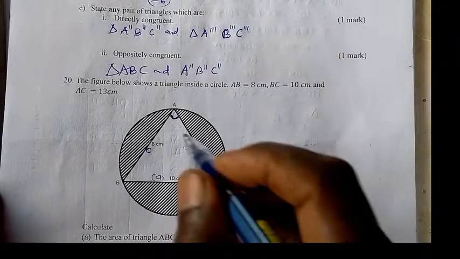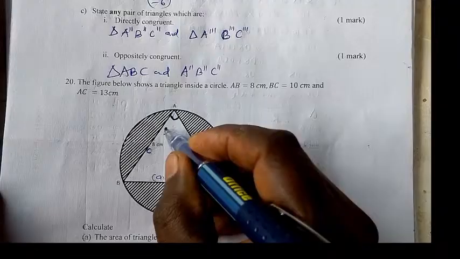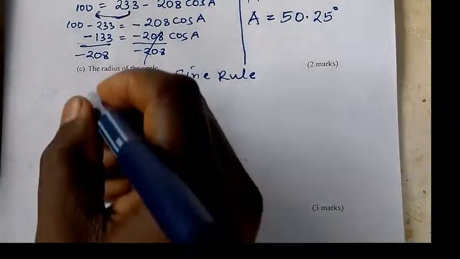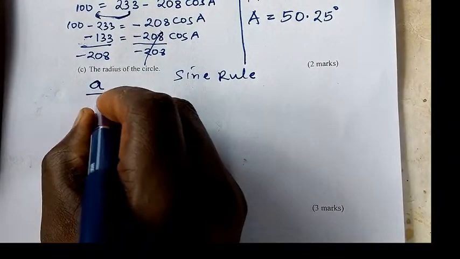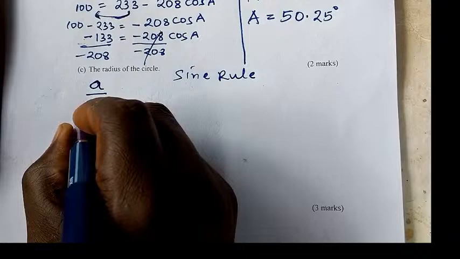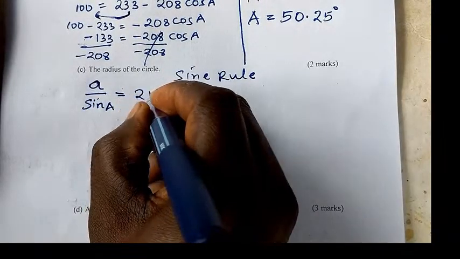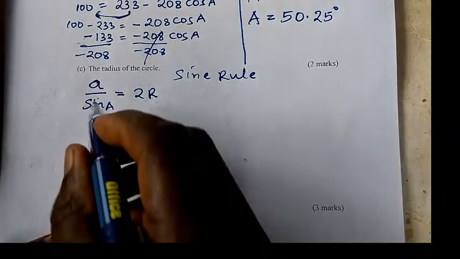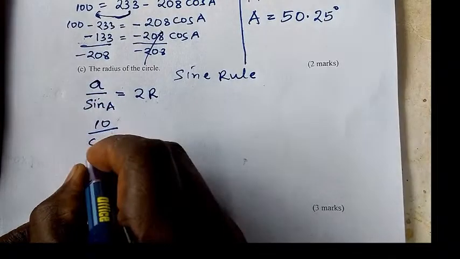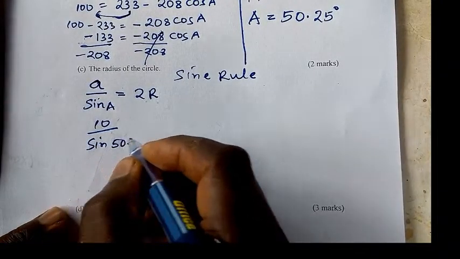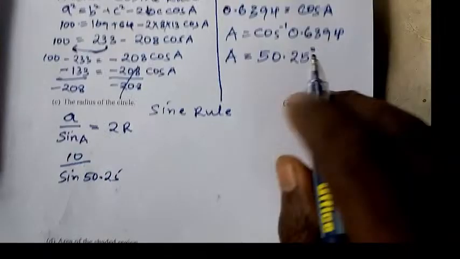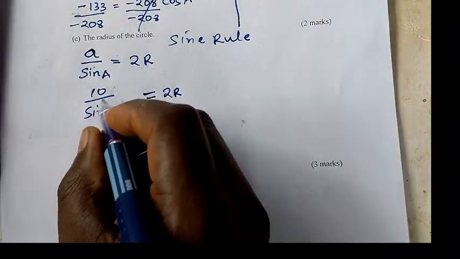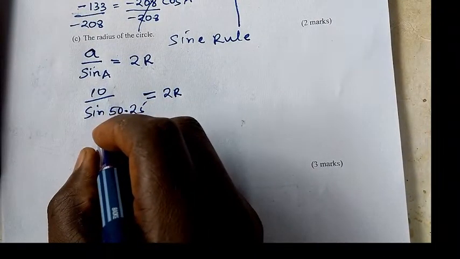To get the radius now, pata angle A ni 50.25. Tuko nayo hiyo. We know that according to sine rule, A divided by sine A will be equal to 2R, to radius. Sine A over that of A, our A is 10. Sine A, that is sine 50.25. We add up here and everything here is going to be 2r, right? So we find this one is going to be 10.